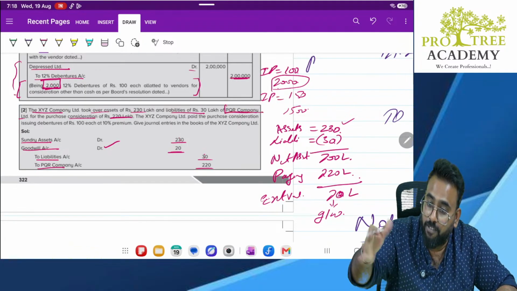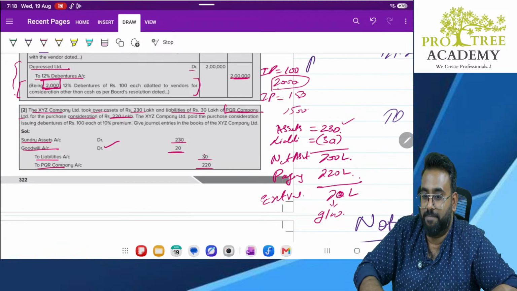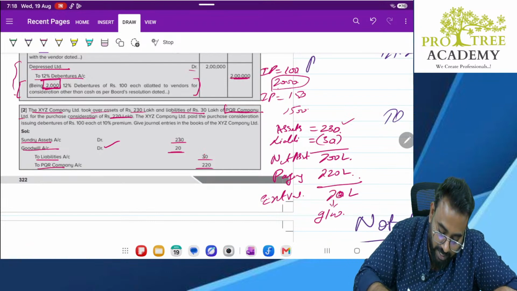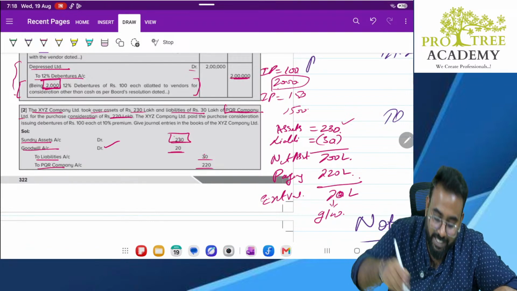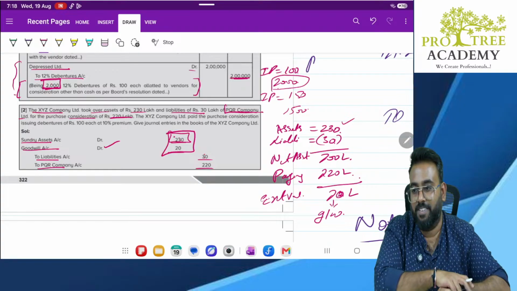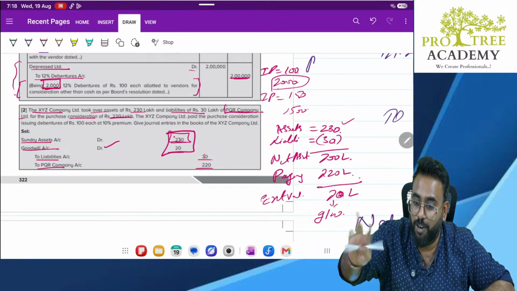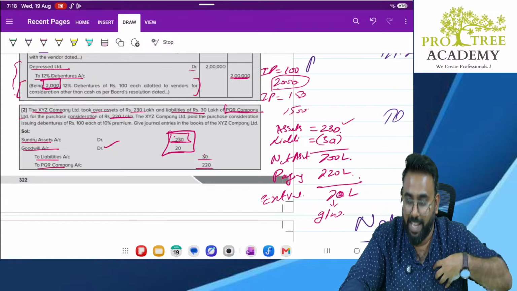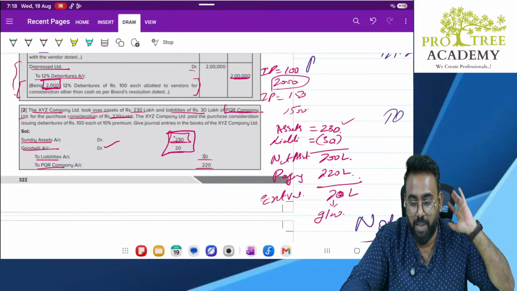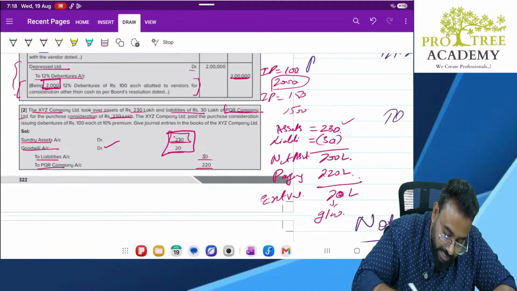Look at the difference. PQR Limited could never show this goodwill in their balance sheet. What were their assets? Only 230. Technically, what is their asset? But that 20 rupees they have self-generated. That is why they could not show it in their balance sheet. But the moment I purchased, I can show it in my balance sheet. Clear? So sundry assets account debit.